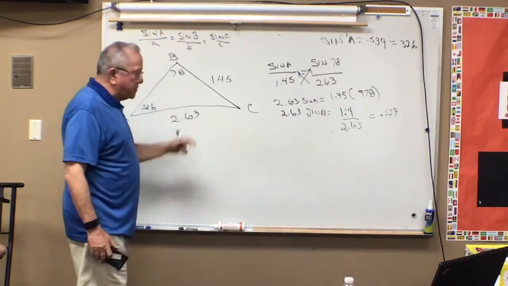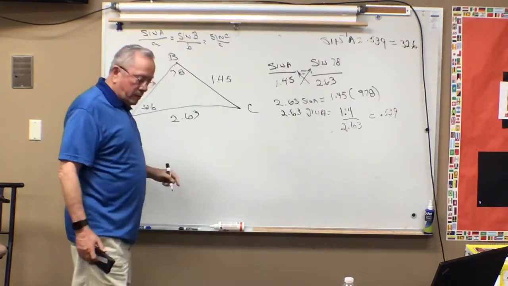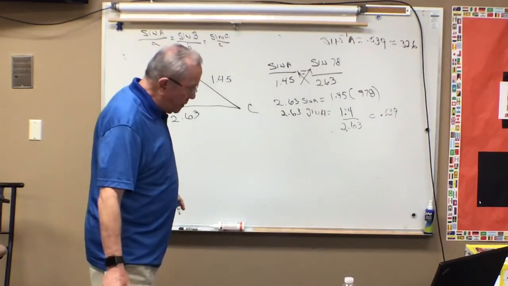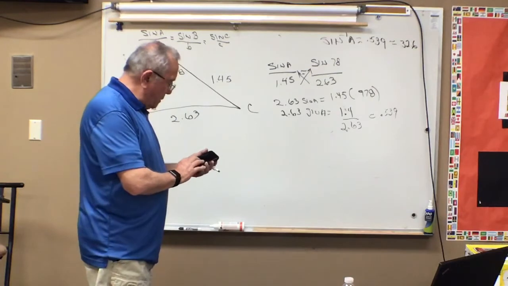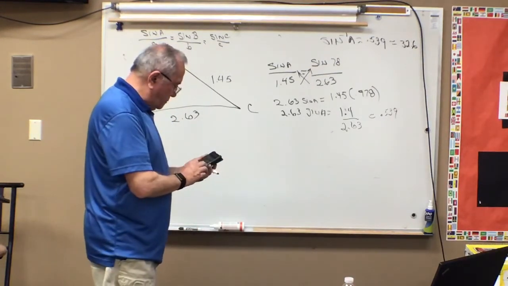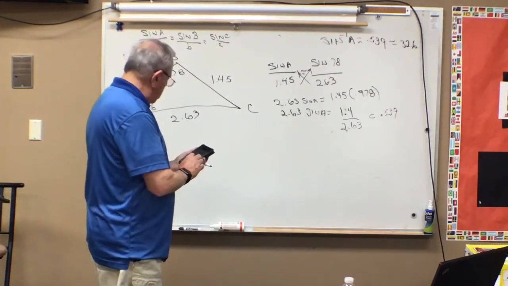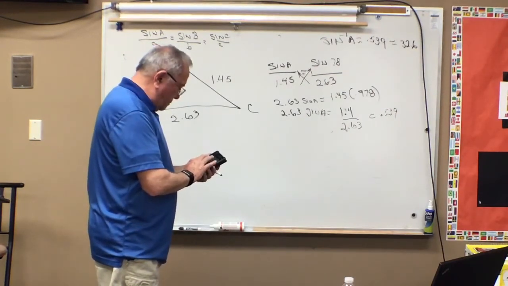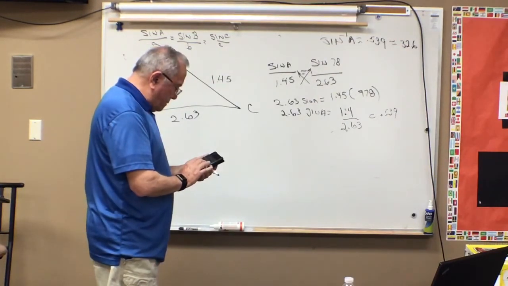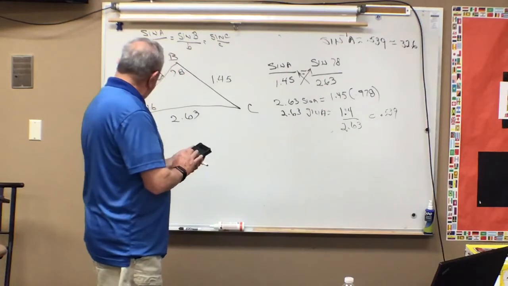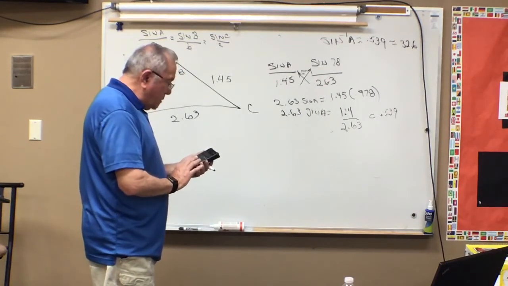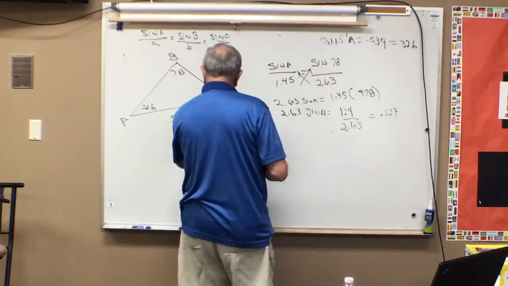Correct? So what is C? So I take 180, subtract 78 and subtract 32.6. So again, 180 minus 78 minus 32.6 is 69.4.